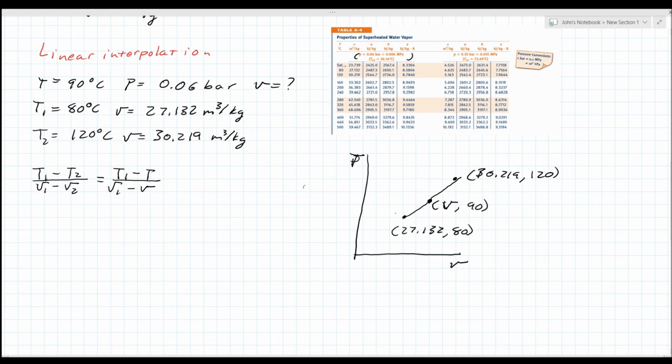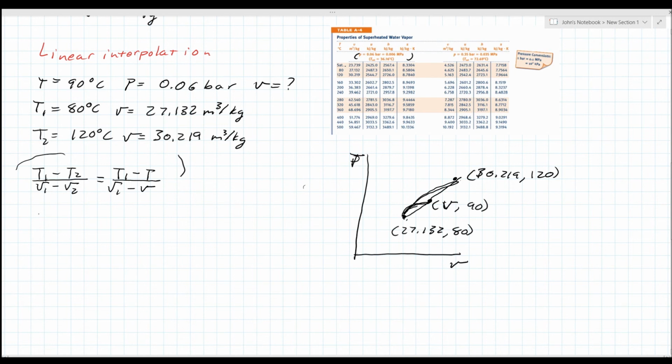Or you can do this. You know the slope between these 2 points here must be the same as the slope between these 2 points here, the 120 and the 80. So if I find the slope between the 80 and the 120, that must equal the slope between my 80 and the 90. That is what this equation here does. So let's plug in our values, see what we get.